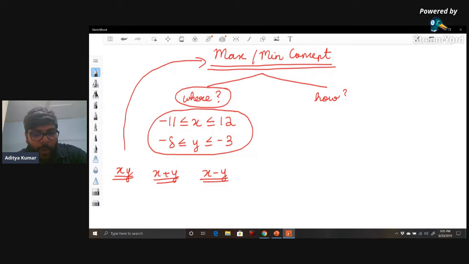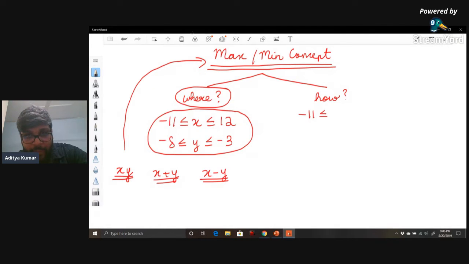Why doesn't it work for division? Obviously your question would be, but division is going to be slightly tricky because it depends upon whether the range I'm giving you for y includes 0 or not. So I'm just keeping division out of the purview of this because it's not going to hold good for all cases. But for multiplication, addition, and subtraction, this Maxmin concept will always work. So where do you directly think about this concept? When you see two ranges, one in x, one in y, and the question asks you to combine them in terms of a product, addition, or a subtraction. Now, how do you use it?